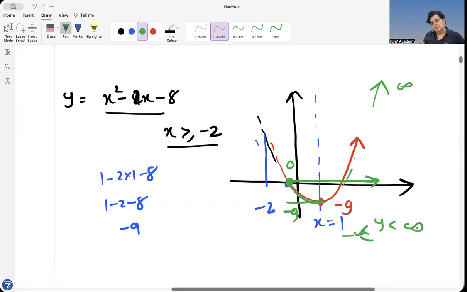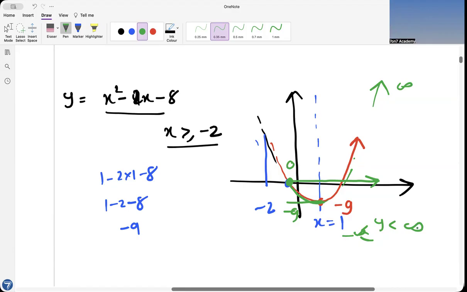So can it be below minus 9 also? It can't be below minus 9, because an upward opening parabola cannot go below that. That's the vertex, the y value of the vertex. So it can't be below minus 9, so y is bigger than or equal to minus 9.